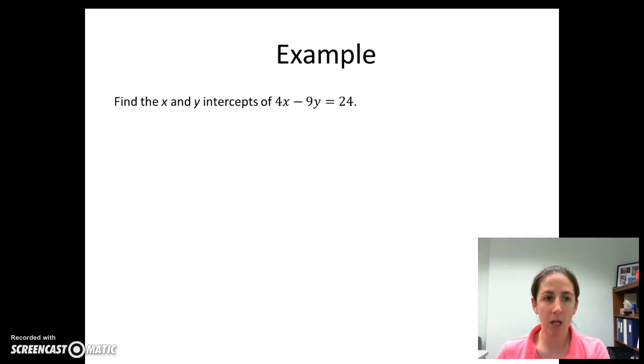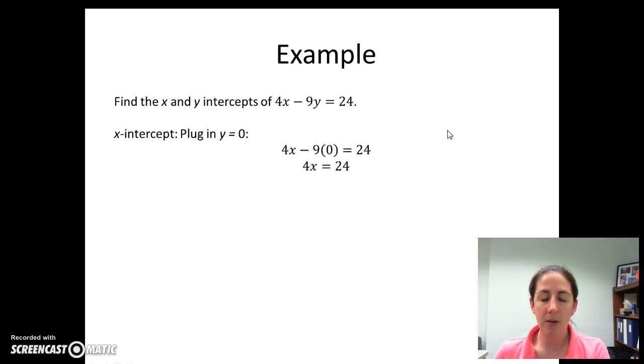Let's do an example. Let's find the x and y-intercepts of the equation 4x minus 9y equals 24. They are independent of each other, so it doesn't matter if you find the x-intercept or the y-intercept first. Let's do the x. To find the x-intercept, we're going to plug in y equals 0. So 4x minus 9 times 0 equals 24. The 9 times 0 term goes away, and we're left with 4x is equal to 24. Divide both sides by 4, we get x equals 6.